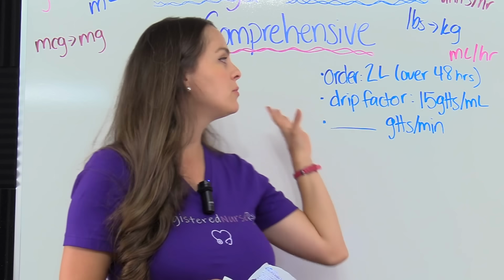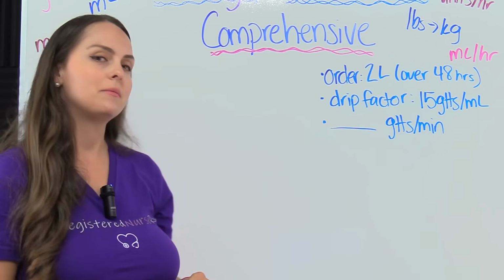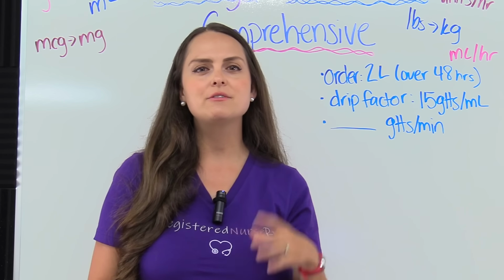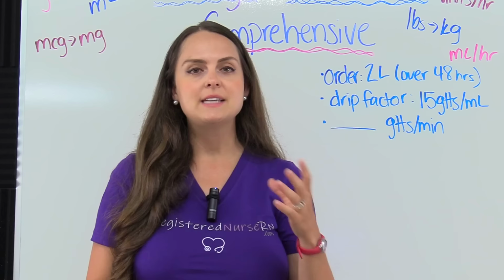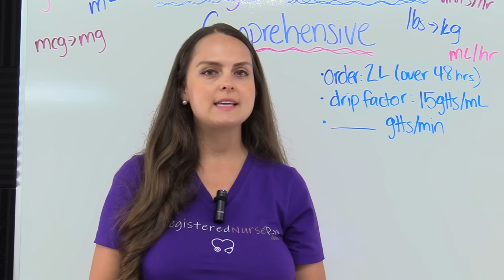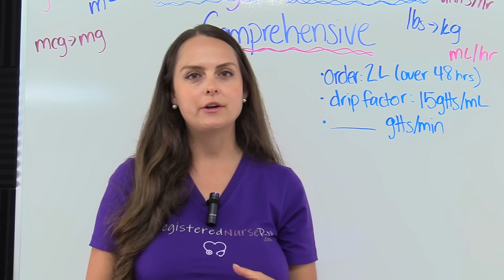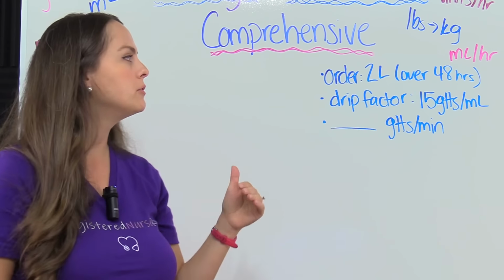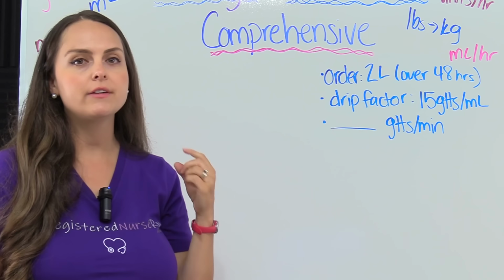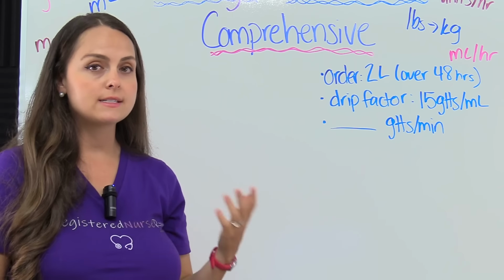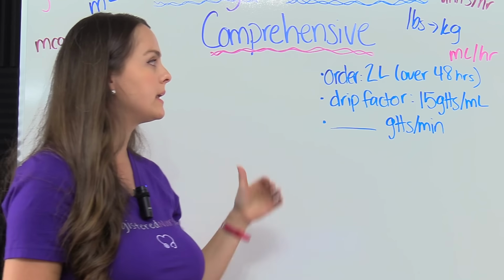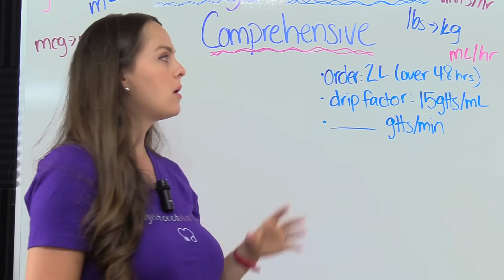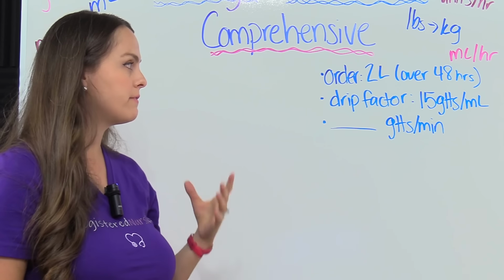So we've pulled the most important information from our problem, and if you notice in our problem, it gave us some distractors. It told us that there was 50 milliequivalents of potassium chloride in this bag of fluids, and don't let that confuse you where you're thinking, oh no, where do I plug this 50 in at? Because it's just a distractor to throw you off. All you need to know is that you're giving 2 liters of fluid. It does have 50 milliequivalents of potassium chloride in it, but you're going to give that 2 liters over 48 hours. Now this problem also tells us a drip factor.